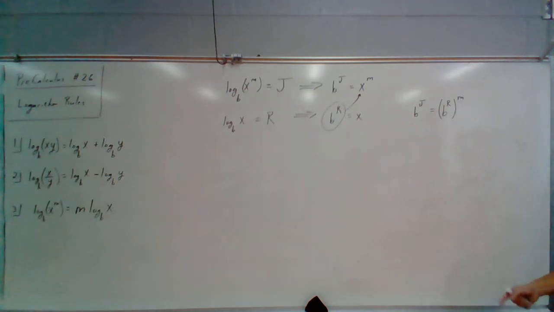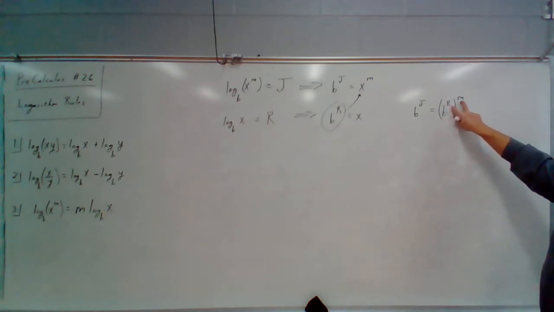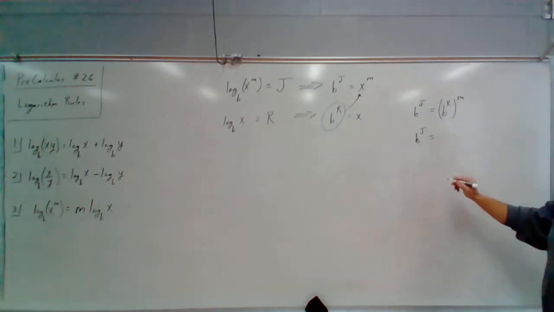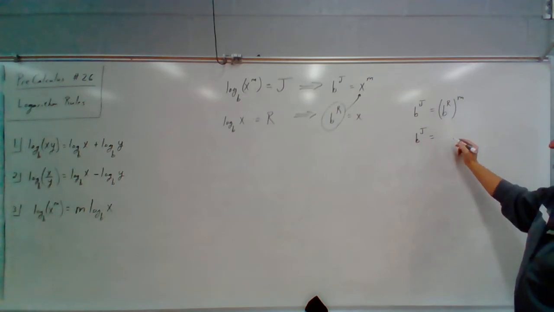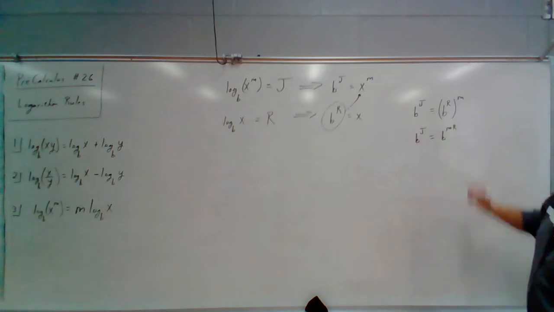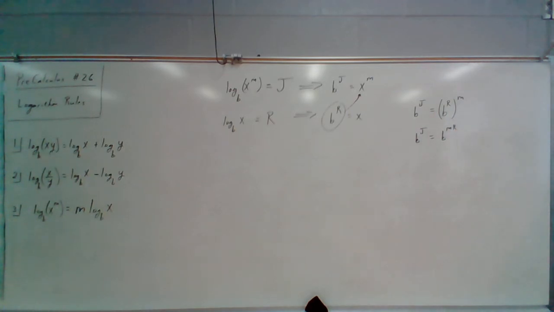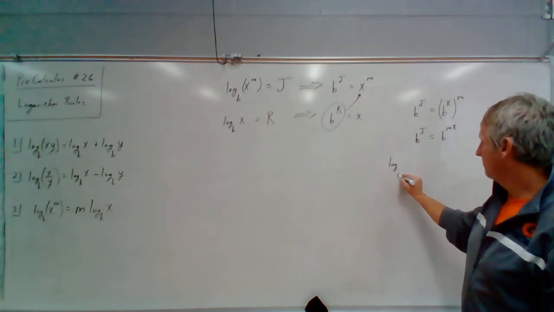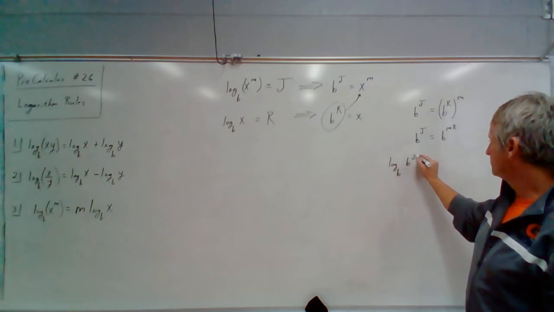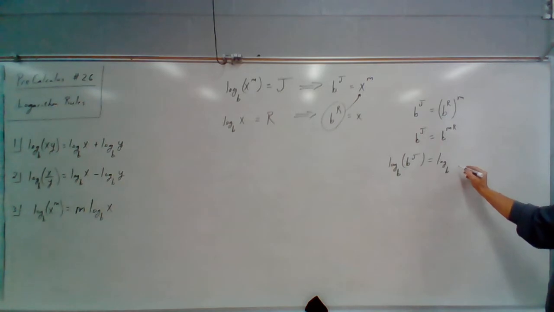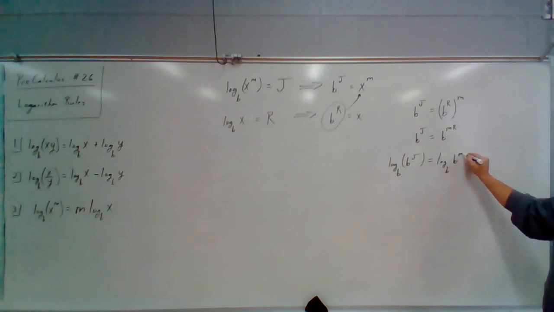Before we take the log base b, what do I do to these exponents? I multiply these guys, right? So r times m or m times r. So that'll be b raised to the m times r. Now I'm going to take the log base b of both sides. So log base b of b to the j is equal to log base b of b to the m times r.